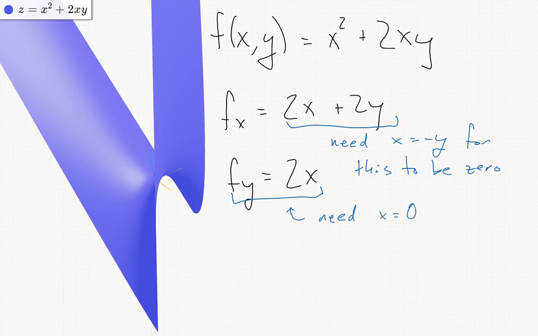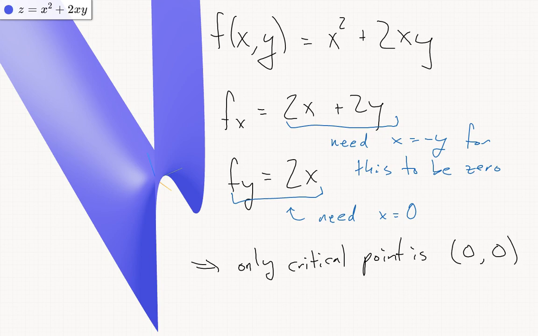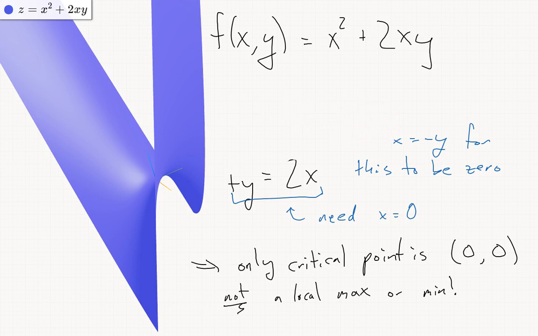So the only critical point is when x is equal to 0 and y is equal to negative x, so at the origin. But this is not a local max or a local min. We can see that, I guess from the picture, we can see that from looking at the equation for f.